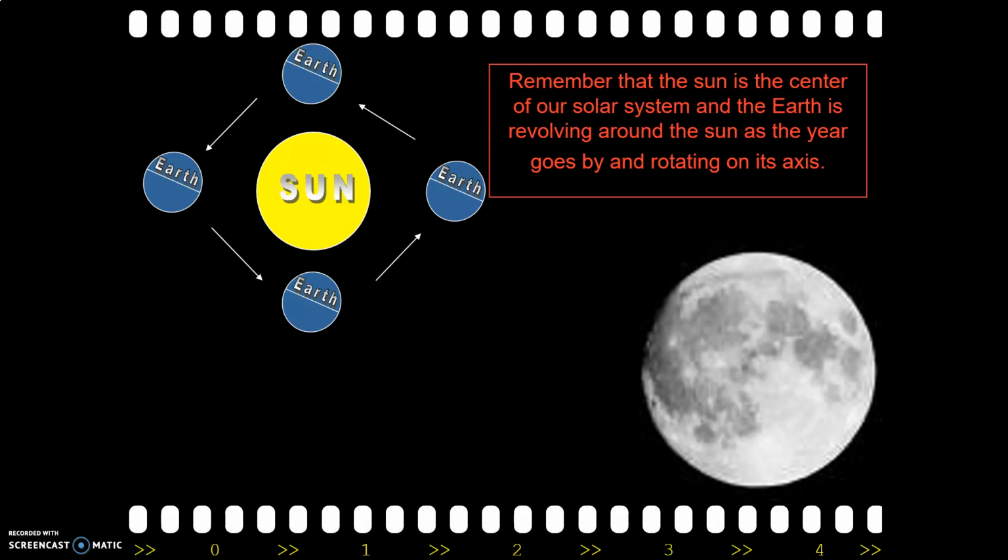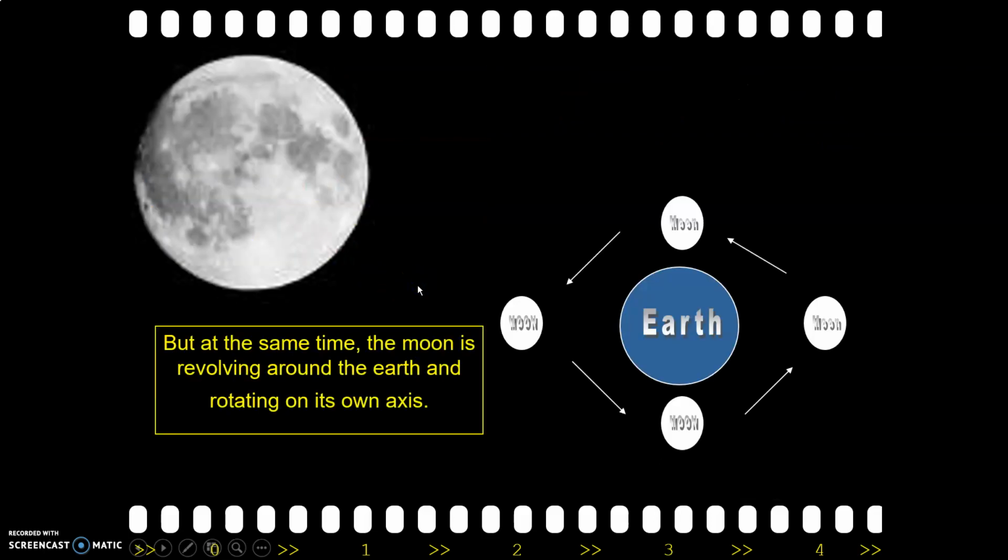Remember that the sun is the center of our solar system, and the earth is revolving around the sun as the year goes by and rotating on its axis. But at the same time, the moon is revolving around the earth and rotating on its own axis.